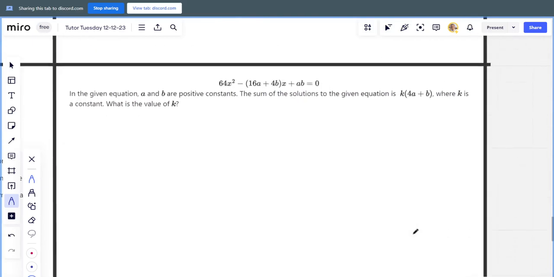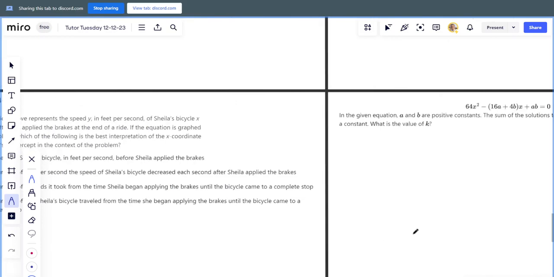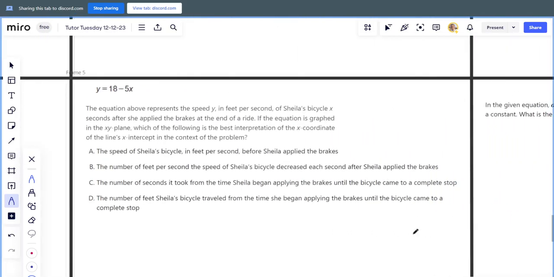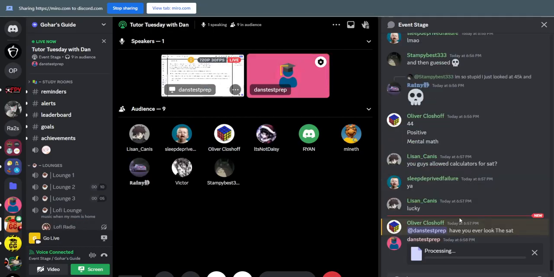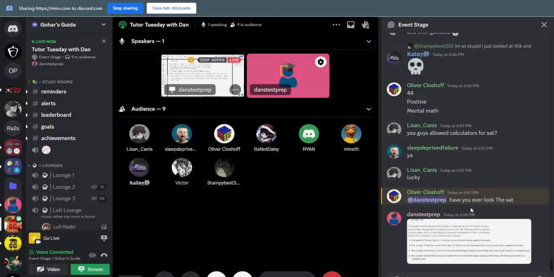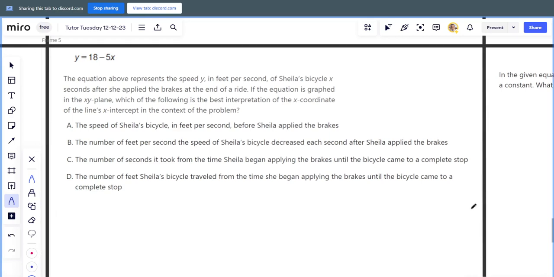Okay, a few more math problems here, and then I've got some slots open for some questions. Let's do this one first. Have I ever looked at the SAT? Let's take a look at this question.